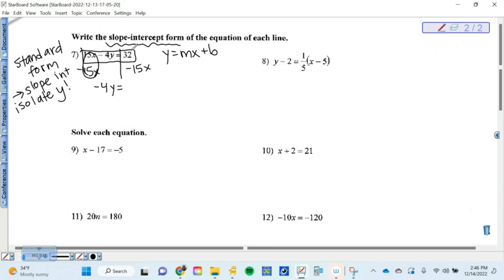Can I combine these two things together? Why not? They are not like terms, so I just leave it like this, 32 minus 15x. What's my next step to get y all by itself? Yes, why are we dividing? Why do we divide? Yes, because this means -4 times y. To undo multiplying by -4, I need to divide by -4.